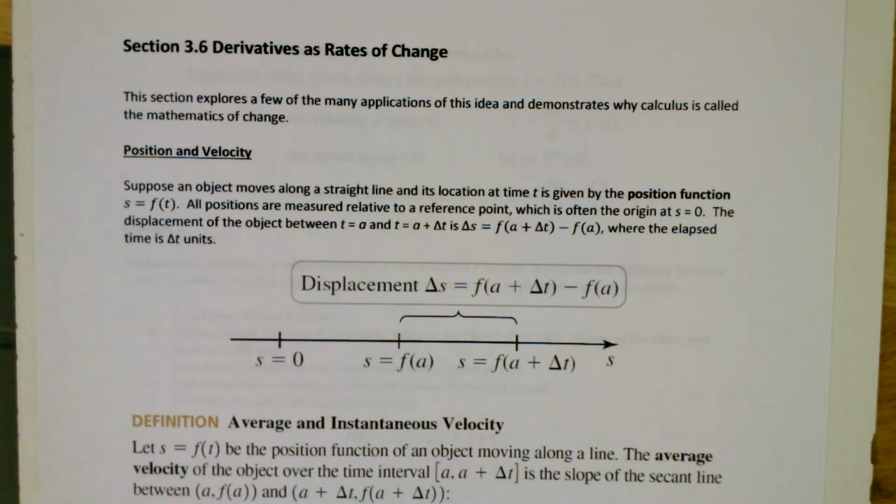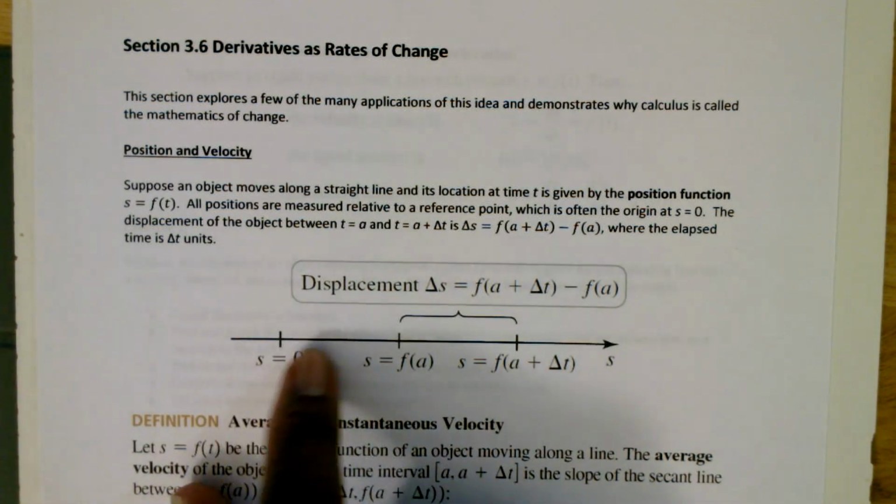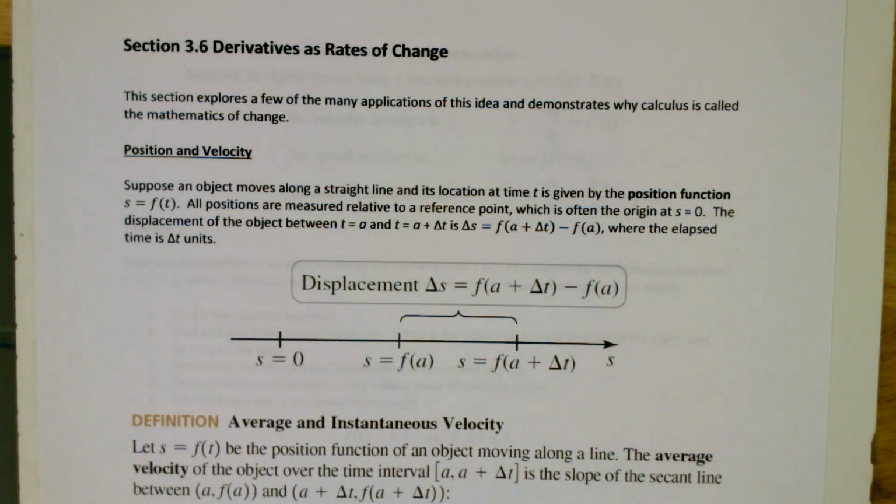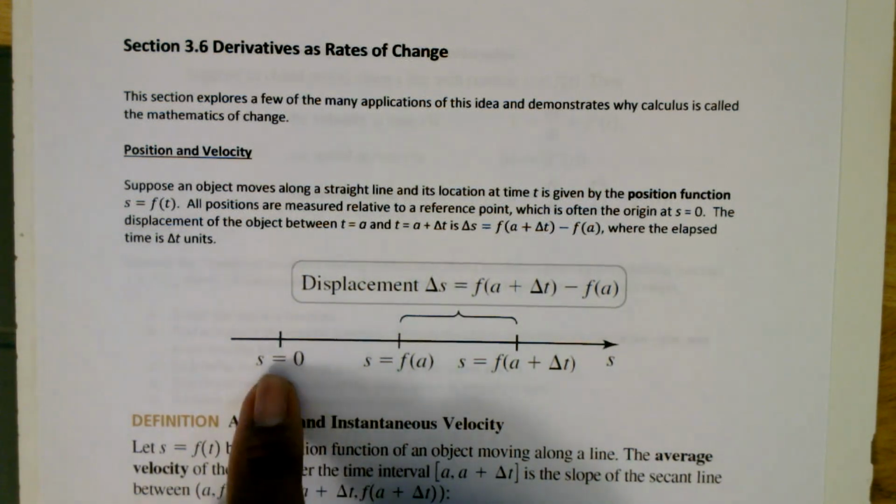So let's start with position and velocity. Let's say we have an object moving along a straight line like this, and its location at time t is given by the position function s equals f of t. All positions are measured relative to a reference point, which is often the origin at s equals 0, as you can see here. Here's s equals 0.